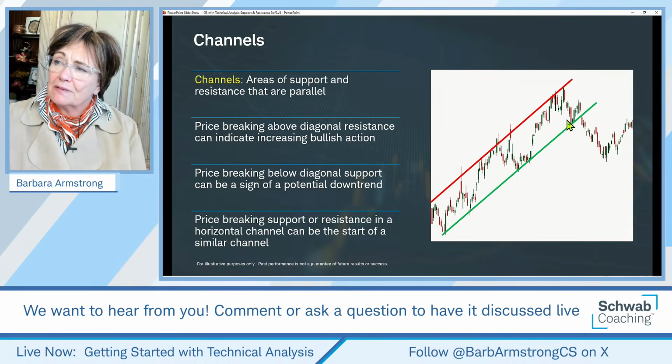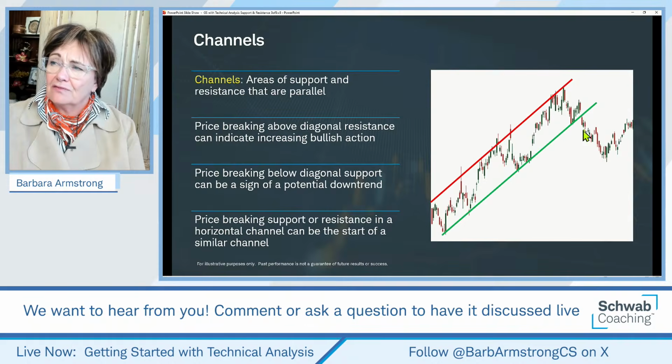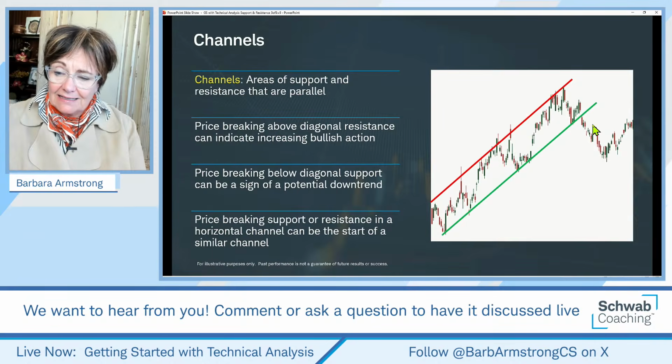And so if you had a bullish position on, you might say, hey, this was all well and good while it was uptrending, but now I see a break of support, and maybe I want to batten down the hatches and consider exiting that bullish position.